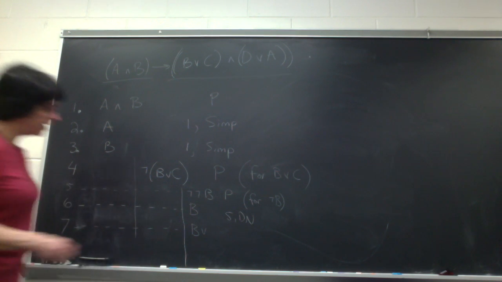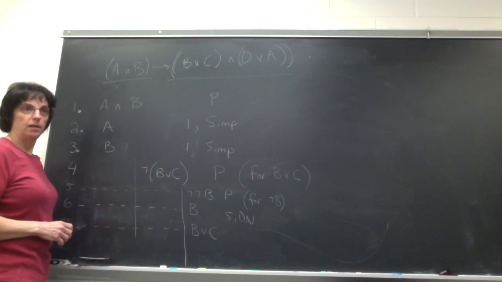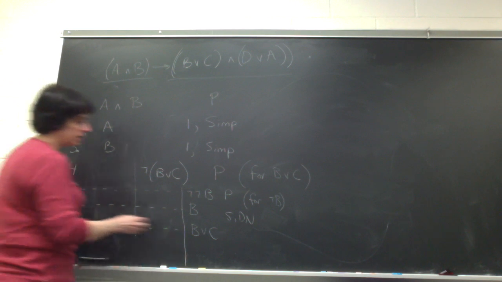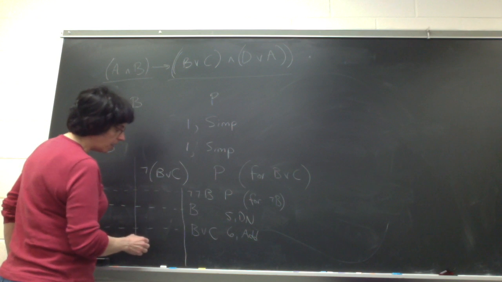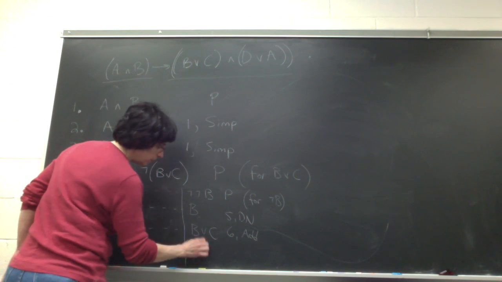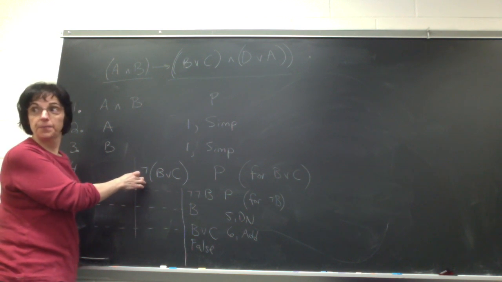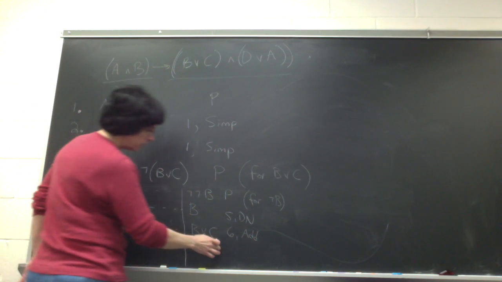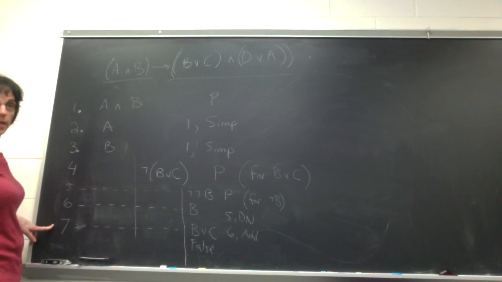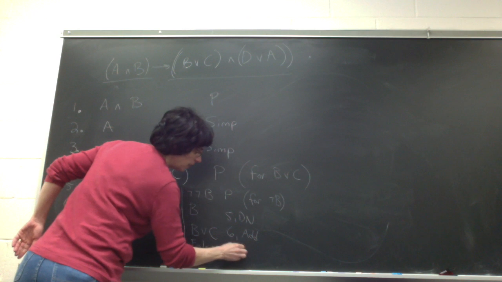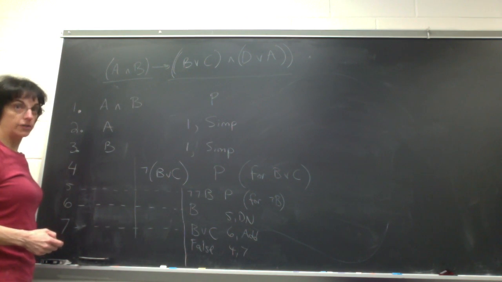If I know B, then I know B or C, right? How do I know that? Addition, right? So that's line 6 in addition. But now I can conclude false because I know B or C and not B or C, right? So I'm going to do false on lines 4 and 7. You guys with me? On line 4 and 7, and what's the reason called? Contradiction.